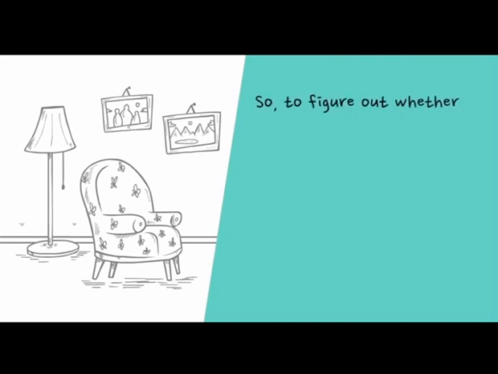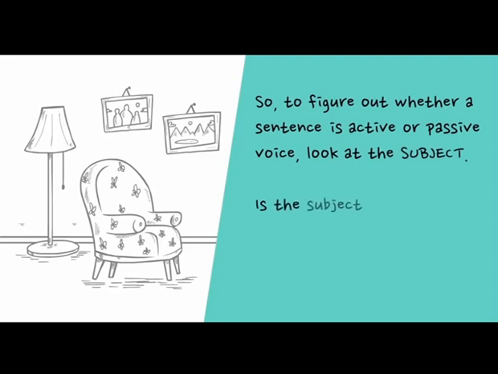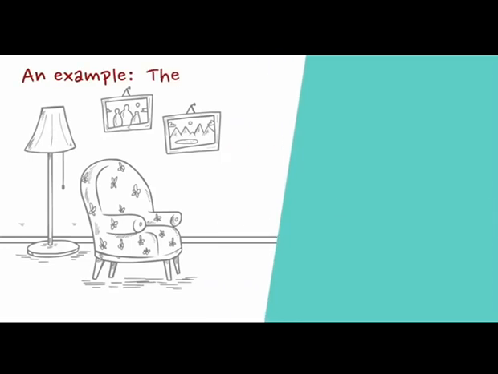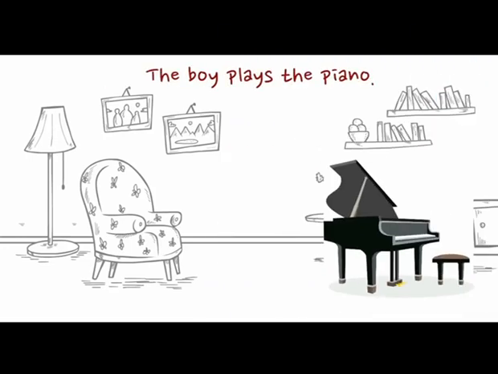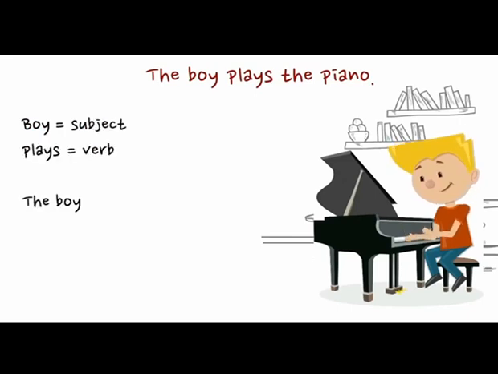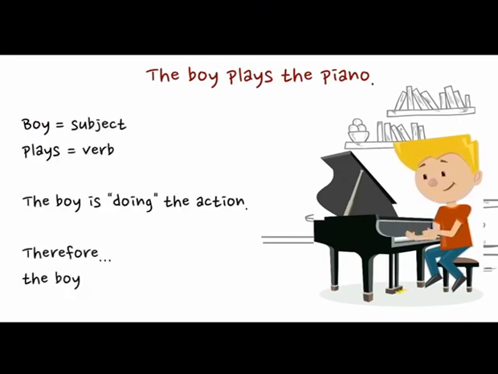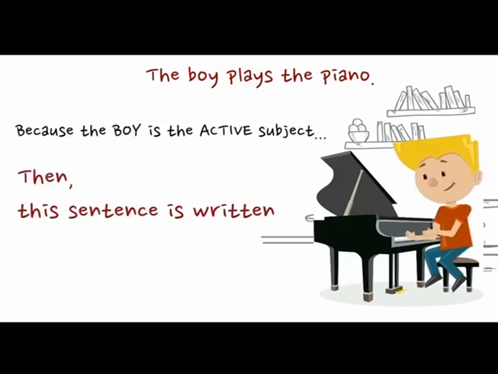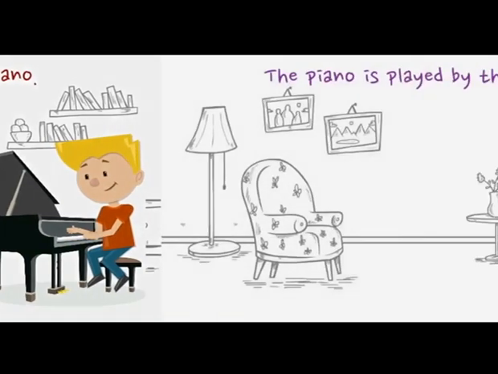So, to figure out whether a sentence is active or passive voice, look at the subject. Is the subject performing the action, active, or receiving the action, passive? An example. The boy plays the piano. Boy is the subject, plays the verb. The boy is doing the action, therefore the boy is the active subject. Because the boy is the active subject, then this sentence is written in the active voice.